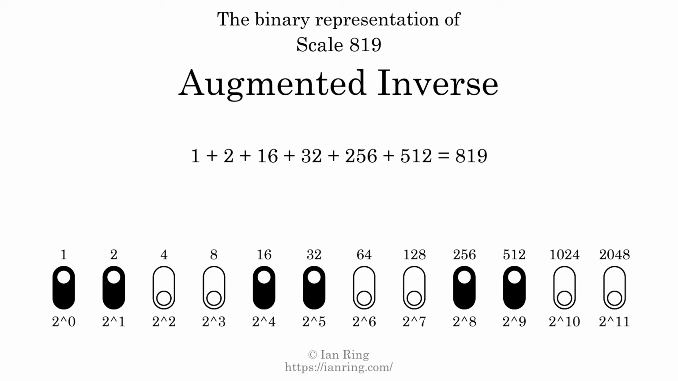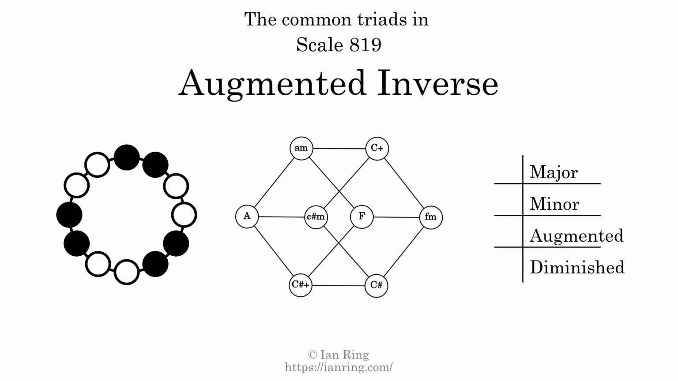The scale number not only enumerates the scale with a unique index, but it also literally describes the tonal content of the scale. Represented as a binary number in base 2, the scale number is 001100110011. Here are the common triads present in this scale.